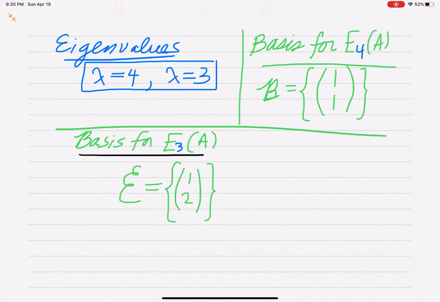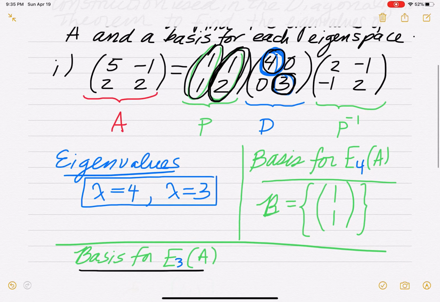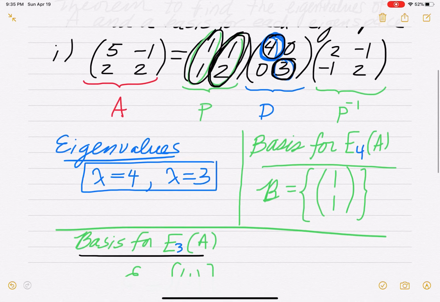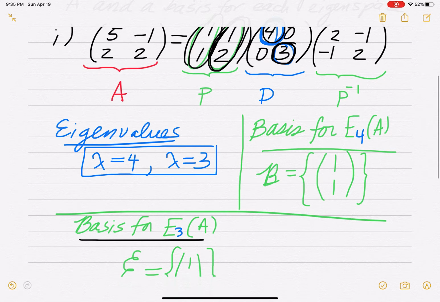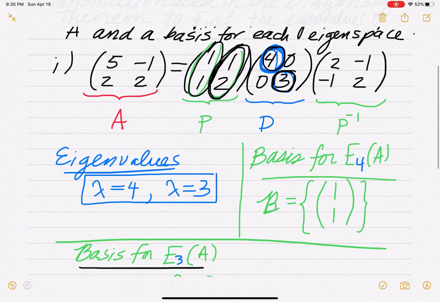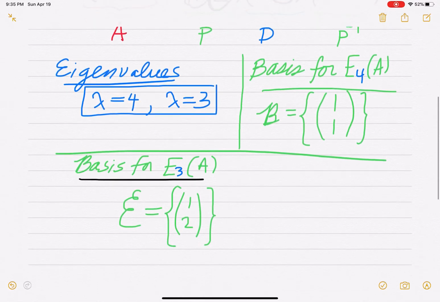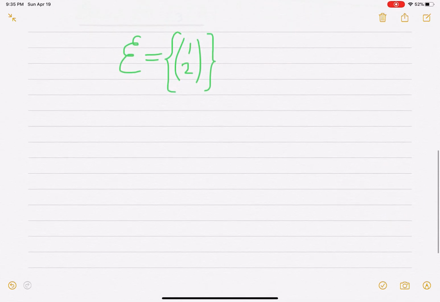Okay, so based on that factorization of A, we can immediately find the eigenvalues of A, 4 and 3, and we can find the eigenvectors for each of those eigenvalues just by looking at that P matrix, right? The first vector and the second vector. These are actually bases for those eigenspaces. All right, let's do another example.